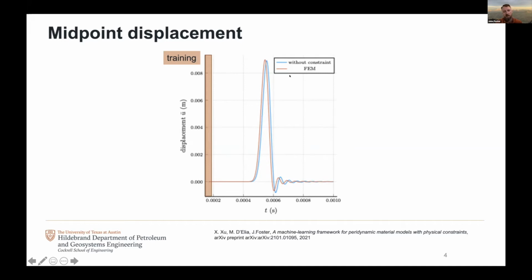And I'll explain what I mean by this without constraint here in just a second. But basically, this is how our prediction does. And you can see again, you have this dispersive behavior of the waves due to the heterogeneity, right?